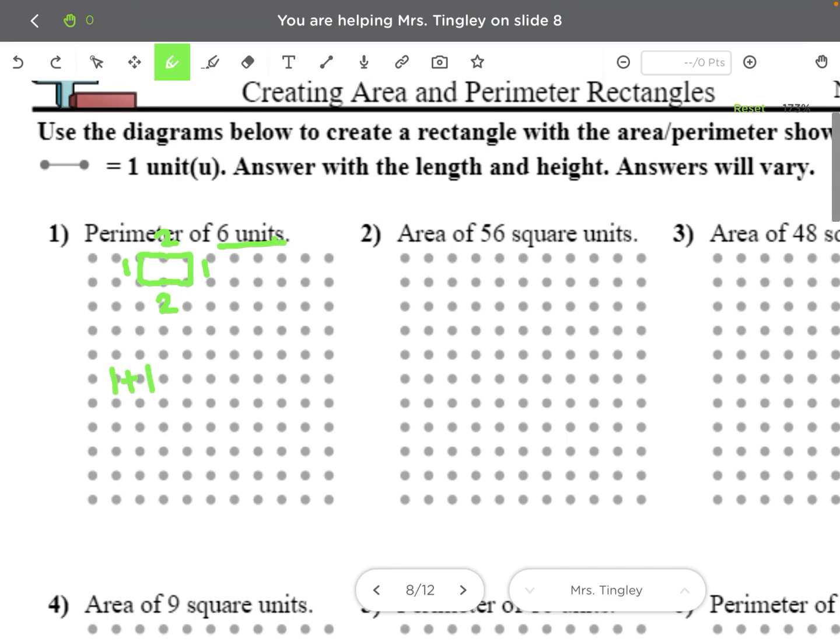So if all of my sides equal 6 units, 1 plus 1, we'll add the like numbers, and 2 plus 2, I should get 6 units if this is the correct shape. 1 plus 1 is 2, 2 plus 2 is 4, 4 plus 2 is 6. All right, so we have the correct units.